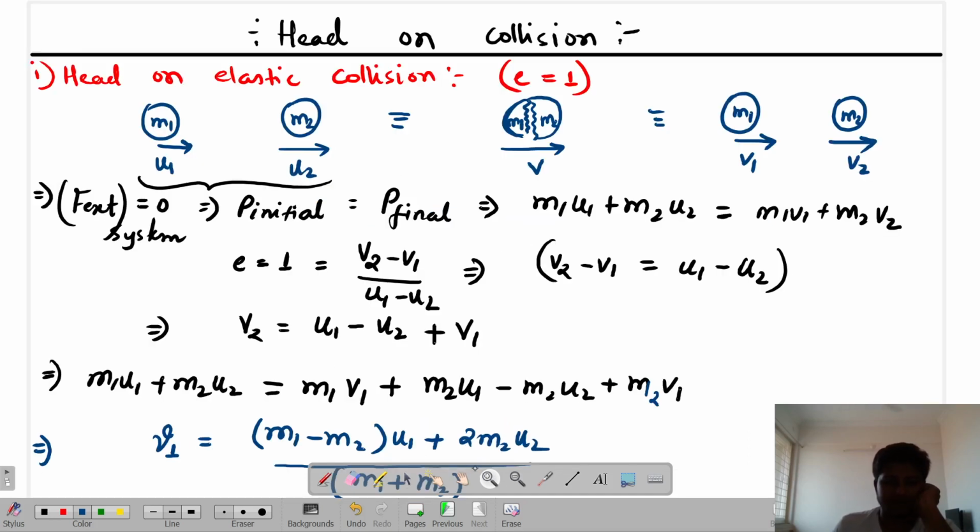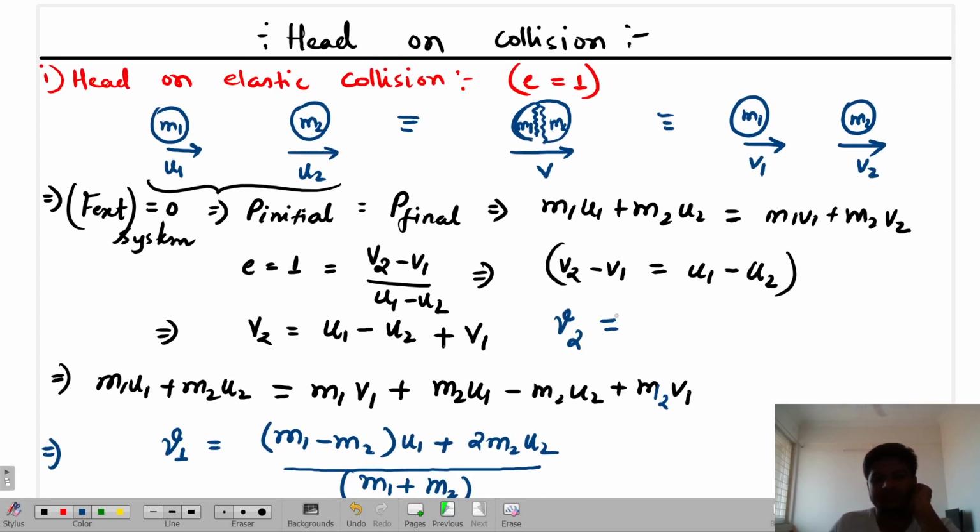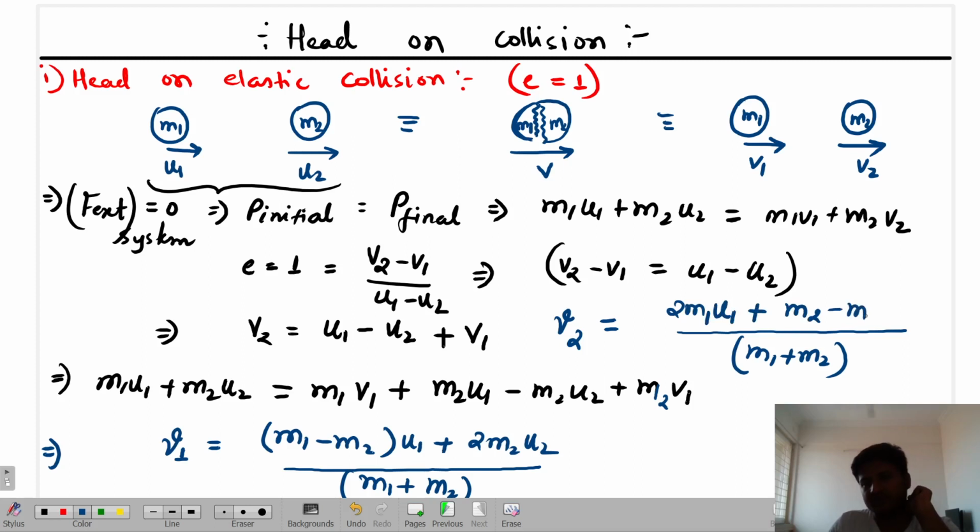I'll write it. v2 is given as, just replace it. We can interchange this. One thing is common. See, learn the trick how to write it. m1 plus m2 is common. This will be twice m1 into u1, got it or not, plus it will be m2 minus m1 into u2. Are you able to get me? So this is your particular v1 and v2 cases over there. Is that clear?